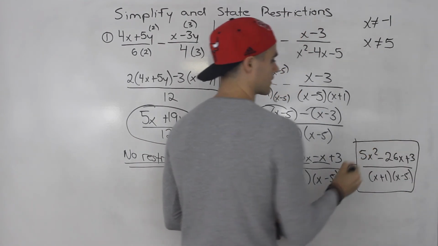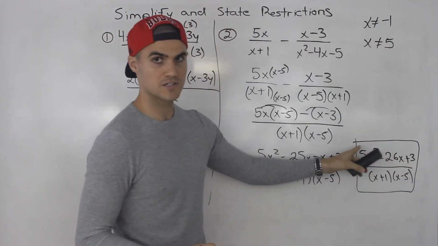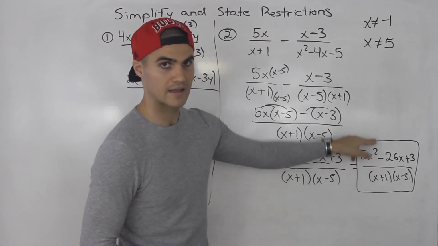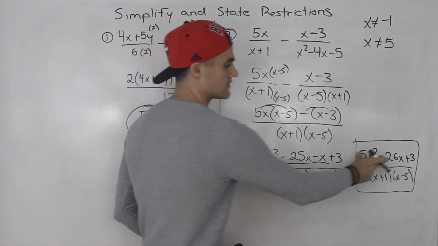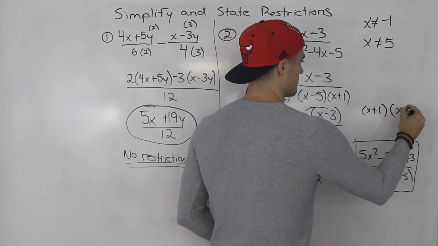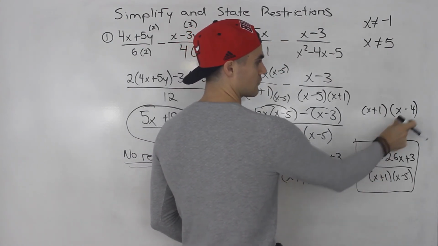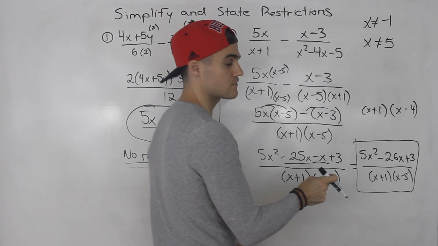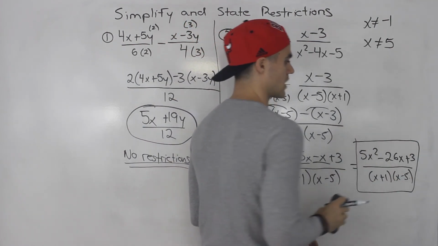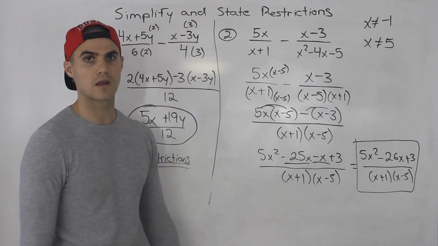But you do have to check if it could factor further, because sometimes this simplified numerator is going to factor, and then there's going to be further cancellation that can happen. Like, let's pretend this numerator was able to factor to (x plus 1)(x minus 4). The x plus 1s would cancel out and we'd just be left with x minus 4 over x minus 5. Right? So if you just left it like that, that would be wrong. So always check if you could further simplify, further factor that remaining numerator.